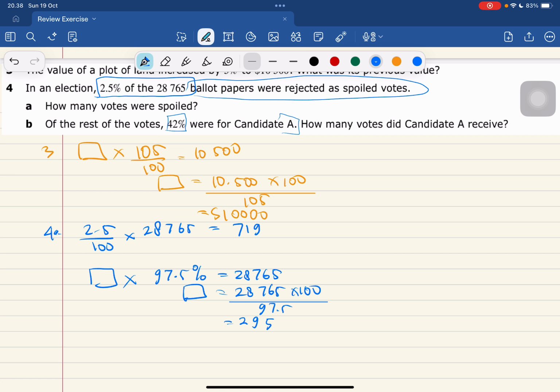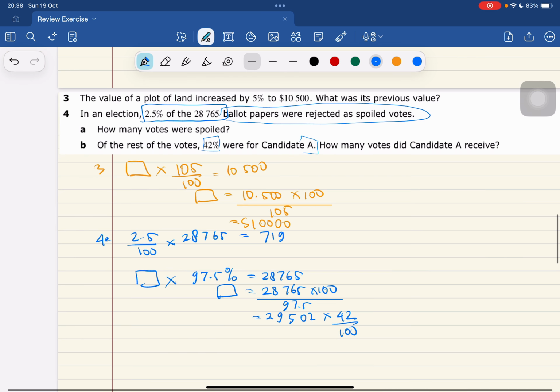Wait, 25 ballots. Okay, so this is 29,502. So multiply by 42 percent. So 29,502 times 42. Okay, 28,765 times 42.